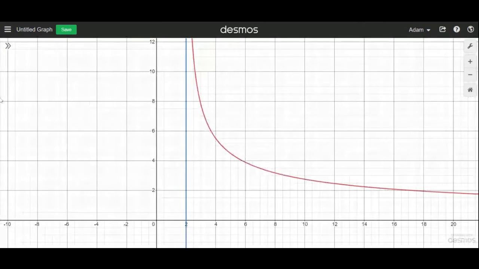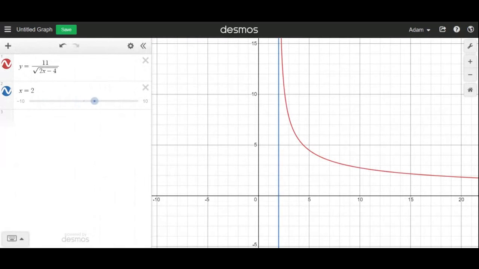You can kind of see that from the definition of the function, right? We have 11 over the square root of 2x minus 4. Well, there's no way this whole thing can equal 0. There's no way y can equal 0, because the only way that can happen is if 0 is in the numerator, and we have 11.